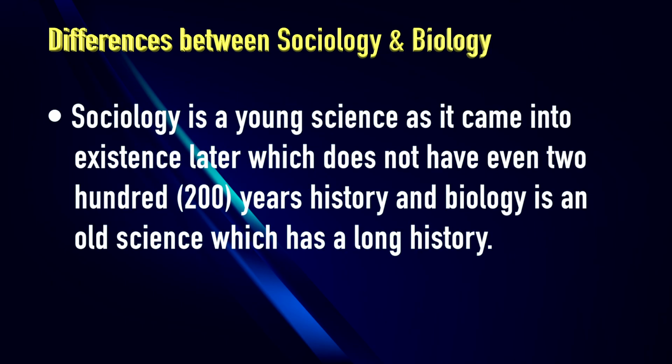Sociology is a young science as it came into existence later, which does not have even 200 years of history, and biology is an old science which has a long history. In spite of the differences, sociology on its part inspires biology to research or search knowledge in new directions. For example, the need to limit the population has led to the search for the means of birth control. However, biological principles should not be comprehensively applied to sociology.